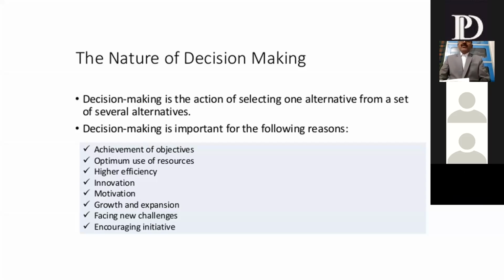And optimum use of resources. The resources are 5 resources, the 5 M's: men, money, mission, material, and methods. These 5 resources we must use optimally according to decision making only. High efficiency, high performance are based on decision making only.